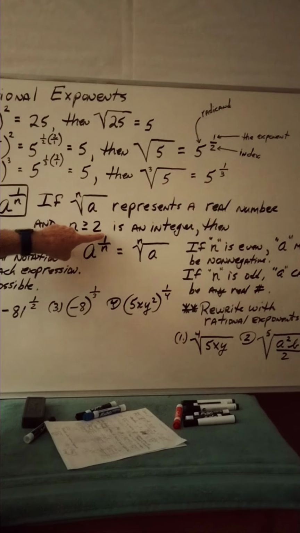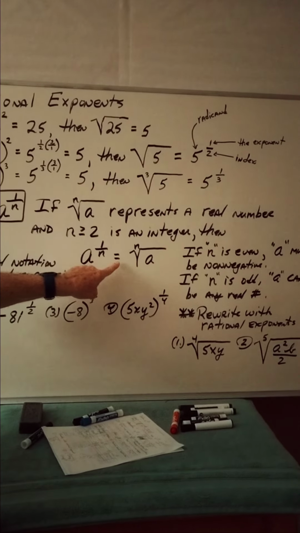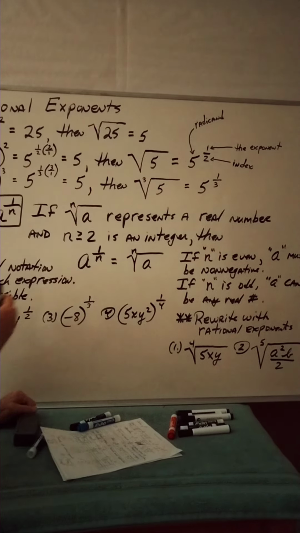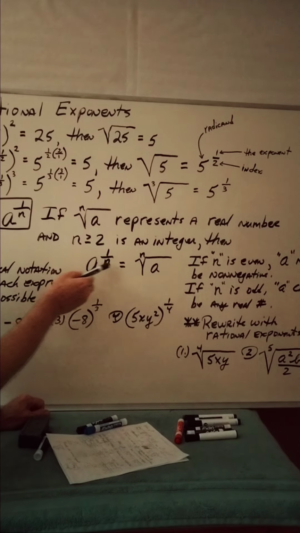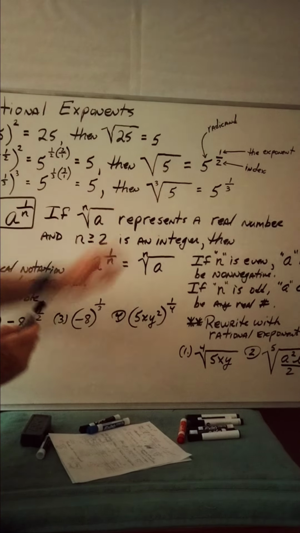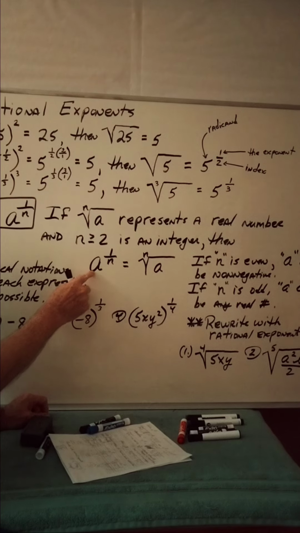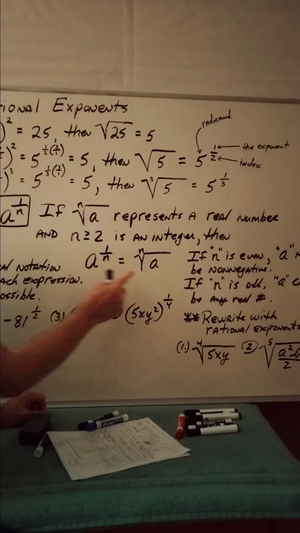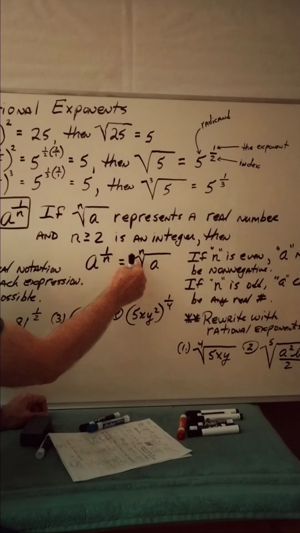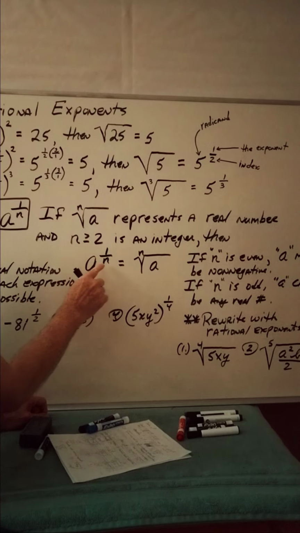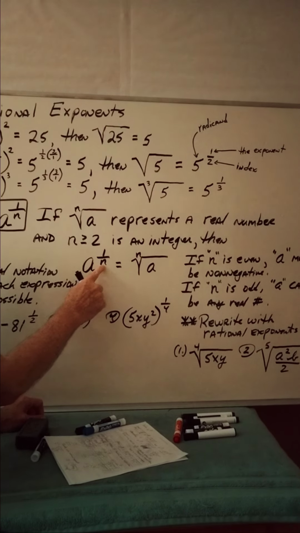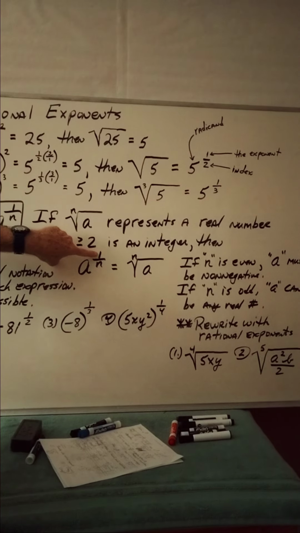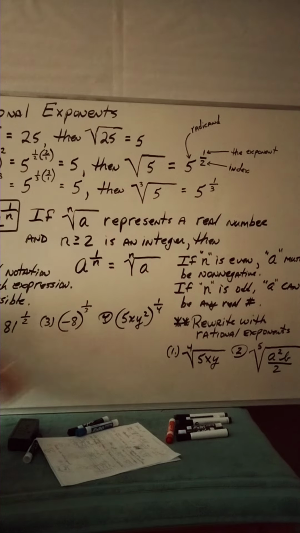Then here's the definition. A to the 1 over n is equal to the nth root of a. Let's point out the different pieces of this, like we did up there. The base of the exponential expression becomes the radicand of the equivalent radical expression. The denominator is the index of the radical expression, and the numerator 1 represents the exponent.